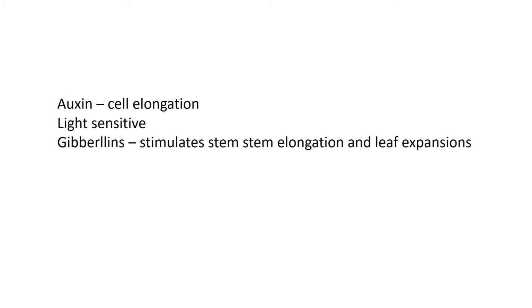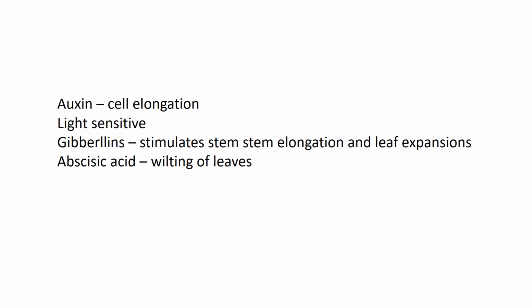And now we will see these functions again. These are very important. Auxin is used in cell elongation and it is light sensitive. Gibberellins stimulate stem elongation and expand the leaves. And cytokinins, which is also a growth promoter, promote rapid cell division. Rapid cell division is used in the seed.